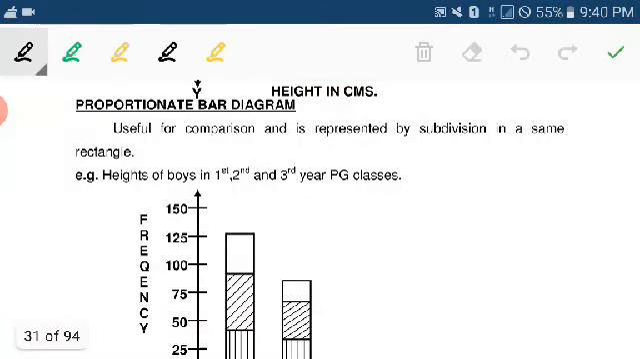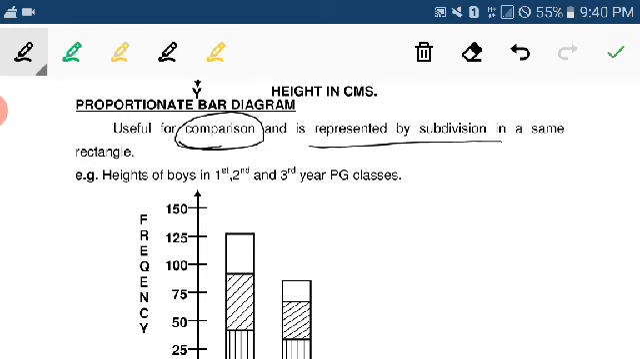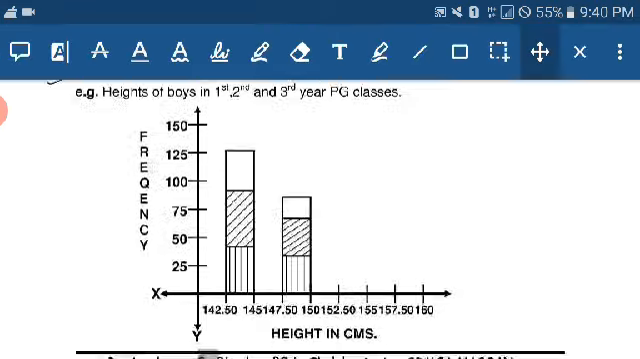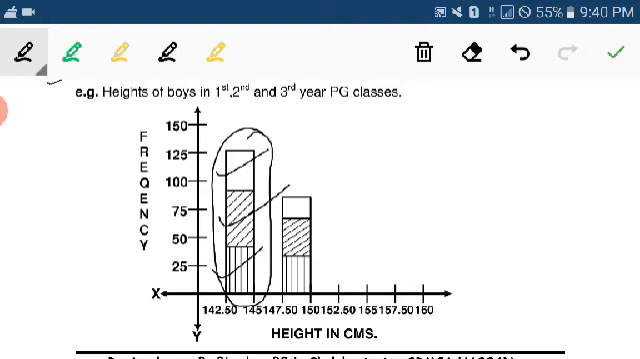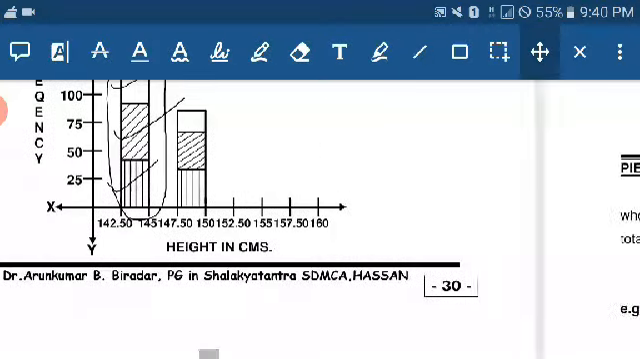Proportionate bar diagram is useful for comparison and is represented by subdivisions in the same rectangle. Height of boys in first year, second year, third year: in the same rectangle there are various types of proportions. So this is called a proportionate bar diagram.